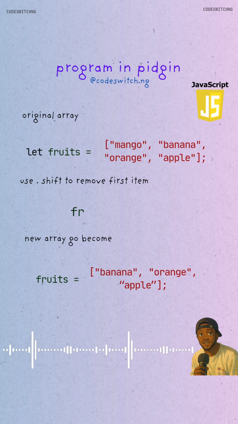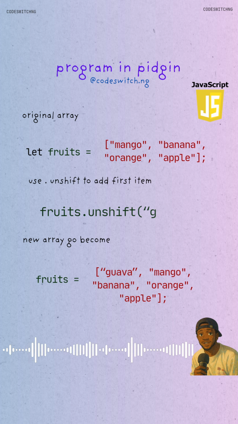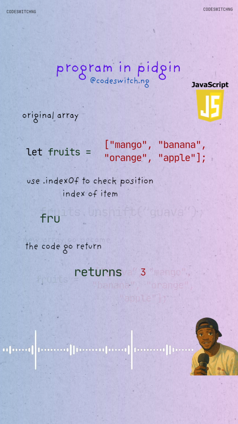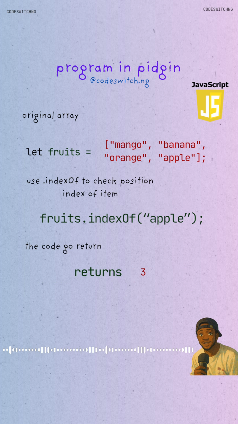Other array methods for JavaScript na dot shift wey we fit use remove the first item, dot unshift wey we fit use add new item to the beginning, and dot indexOf wey we fit use am check the position of any item for our array.